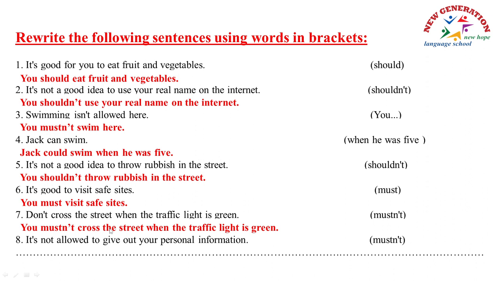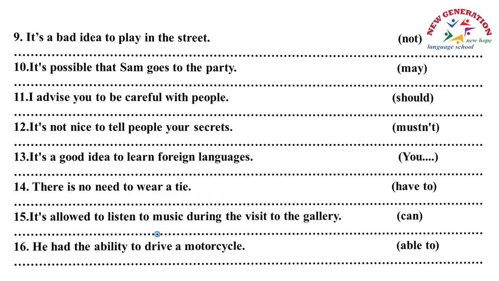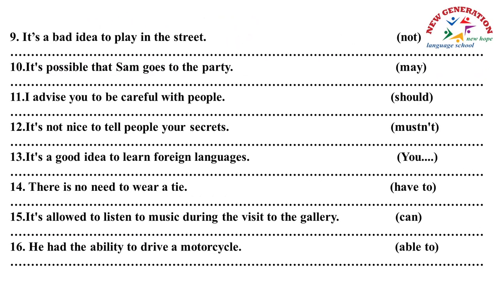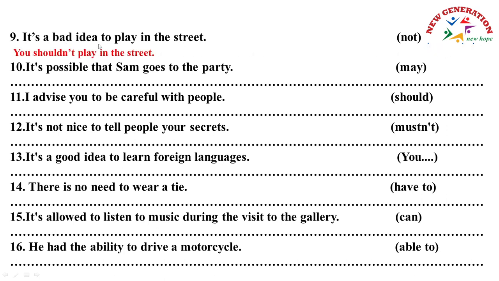It's not allowed again, so this is a kind of prohibition or a rule that prevents someone or people from doing something. So you mustn't give out your personal information. Let's continue. It's a bad idea. So this is a kind of advice, but be careful. It's a bad idea, so you're going to use the negative form, shouldn't.